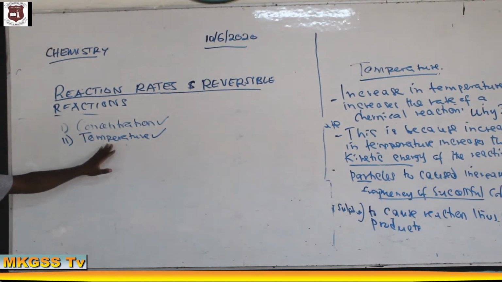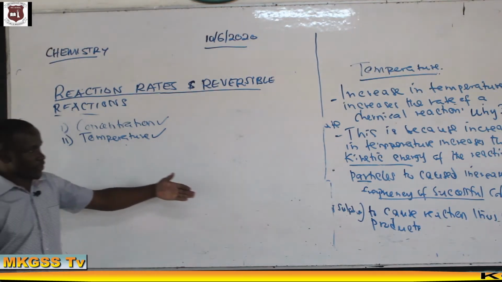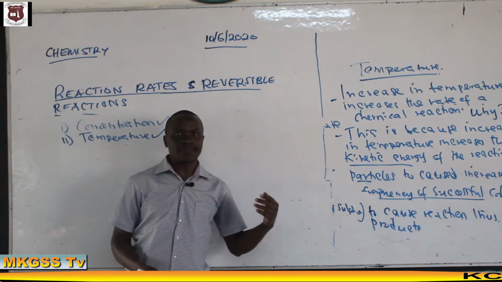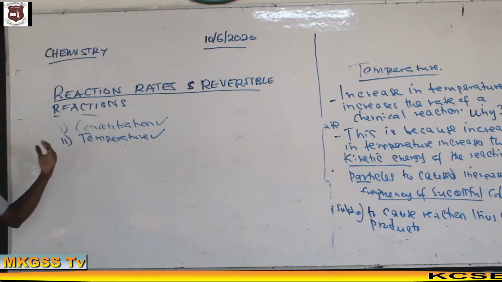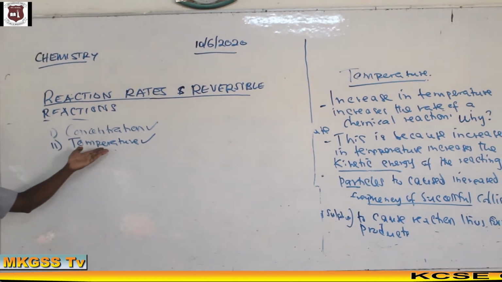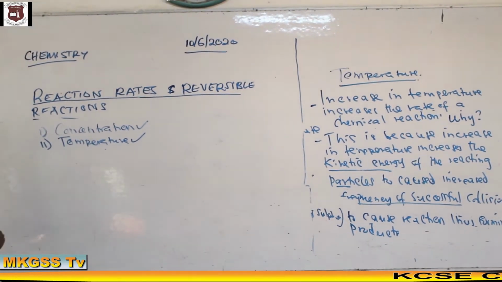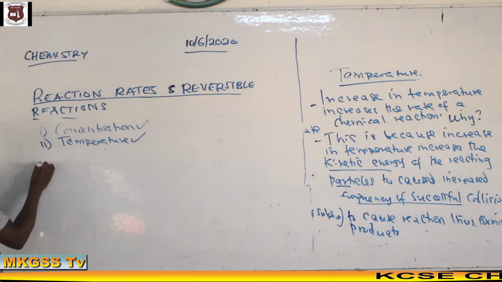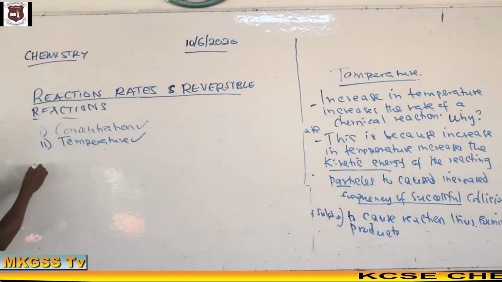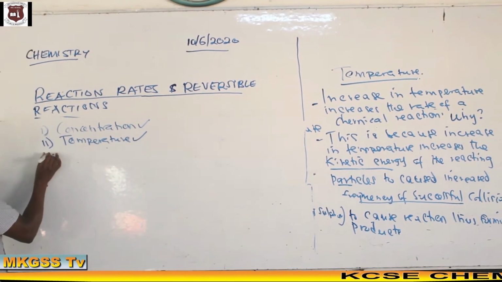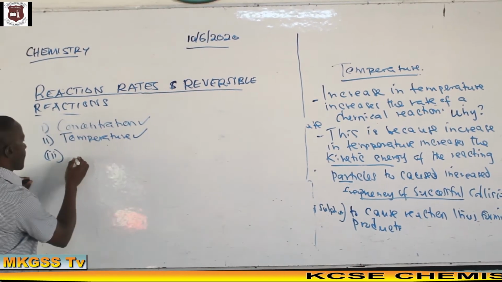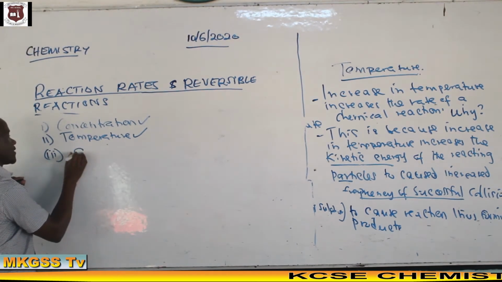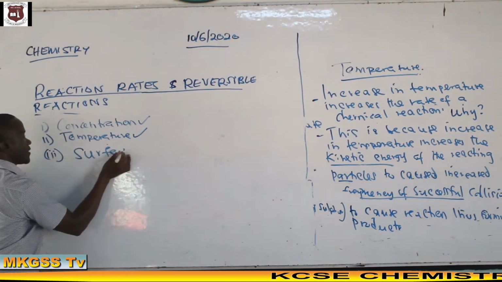Welcome to part 2 of reaction rates, and in this case we are going on with the factors affecting reaction rates. In part 1 we covered concentration and temperature. Now in this part we are going to continue with other factors affecting reaction rates. The third one in this case is surface area.